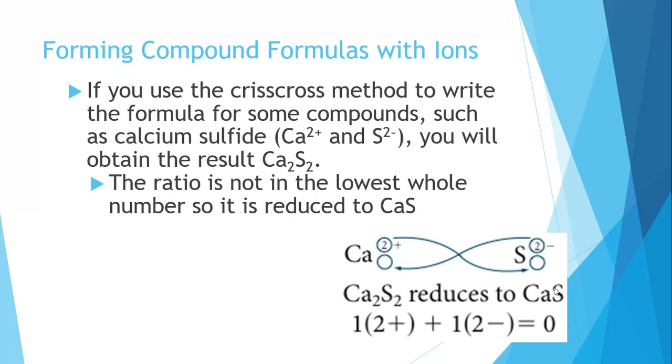Now, if you use the crisscross method to write the formula for some compounds, such as calcium sulfide, which is made up of calcium ions and sulfide ions, notice how these both have a 2+ charge, and when you cross them, you get Ca2S2. However, since things have to be in their lowest whole number ratio, it reduces to CaS. This is actually going to get a little bit tricky, and this will probably be the hardest part when it comes to uncrossing ions.